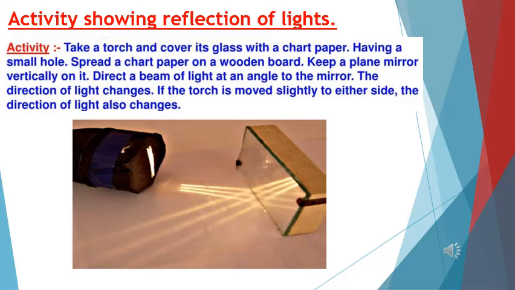We can do this activity to understand about reflection of light. For this, we'll take a torch and we'll cover it with glass and we'll cover this with a chart paper. We'll have a small hole in it and we'll spread a chart paper on a wooden board. Then we need to keep a plain mirror vertically on this. Now, when we direct a beam of light at an angle to the mirror, then we clearly see reflection. But when we start moving the torch, then the direction of the light changes and the reflection of the light in the mirror also changes. So this helps us to understand about reflection.